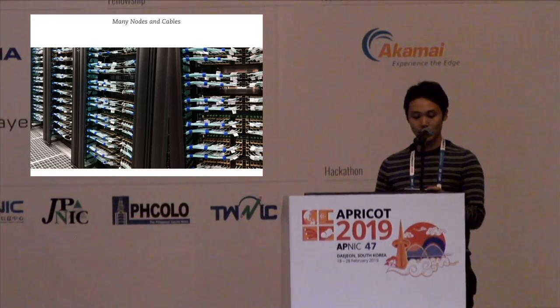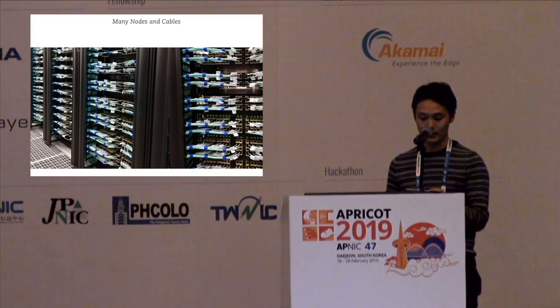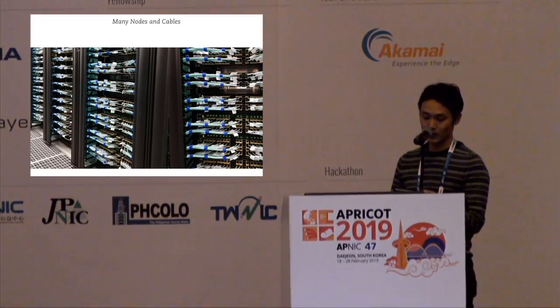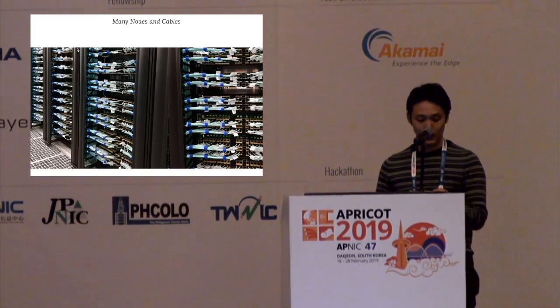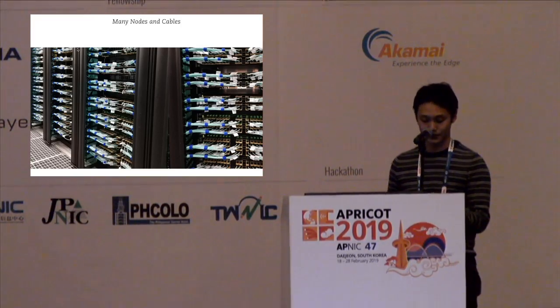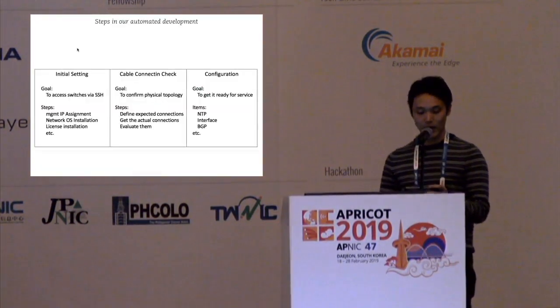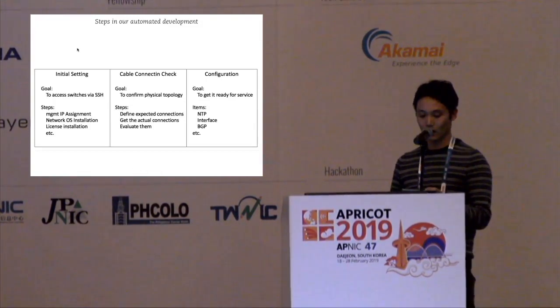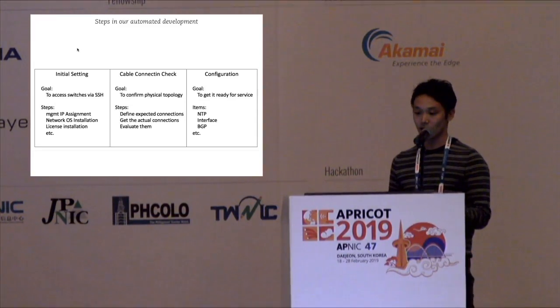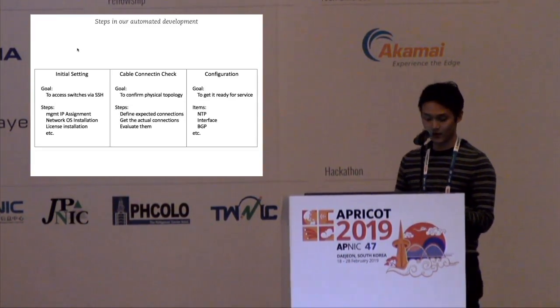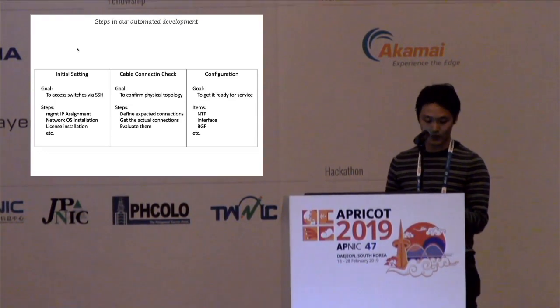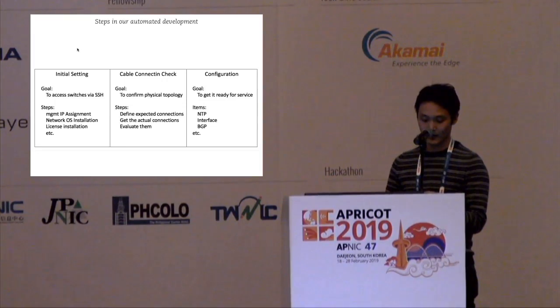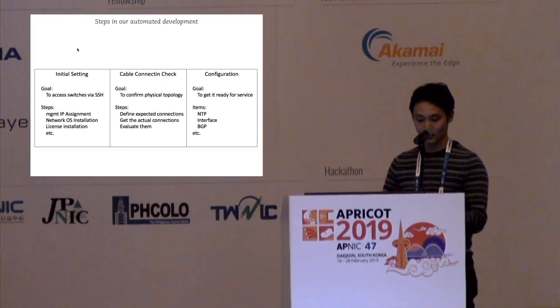I will go through the automation process in the rest of my slides, so hopefully you might have a solid image of the automated network and feel the benefit from it that would back up your step toward automation in your network. Our automation can be divided into three steps: initial setting, cable connection check, and configuration. Technically, the order is a little bit different from the actual flow. Cable connection check is done after a part of configuration, but let me explain this in the order shown in this slide to make it simpler.